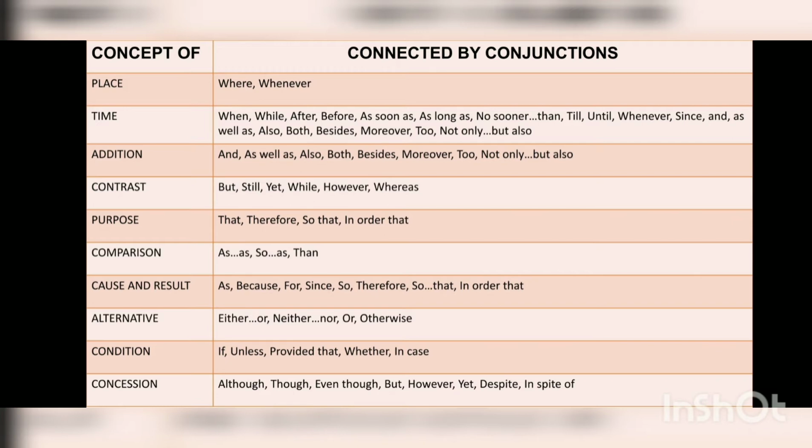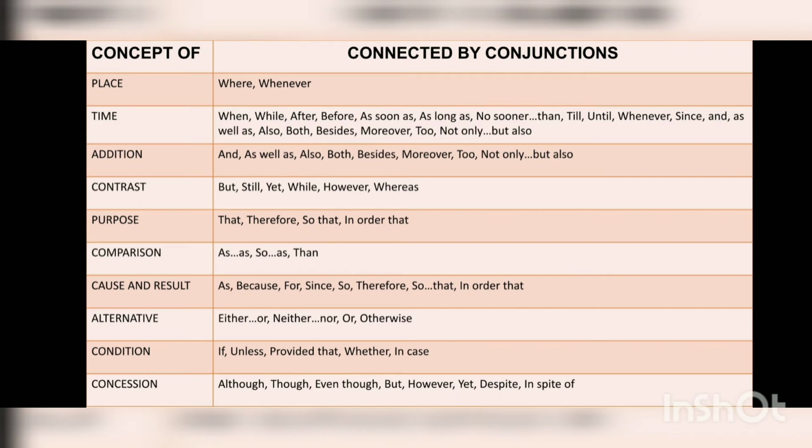Now I will explain all these words in later classes when we will discuss each category of conjunctions properly. But right now I am just giving you a total gist of what is in conjunctions. Until, whenever, since and as well as. Also, both, besides, moreover, too, not only but also. Now sometimes we use that, I not only like her but also care for her.